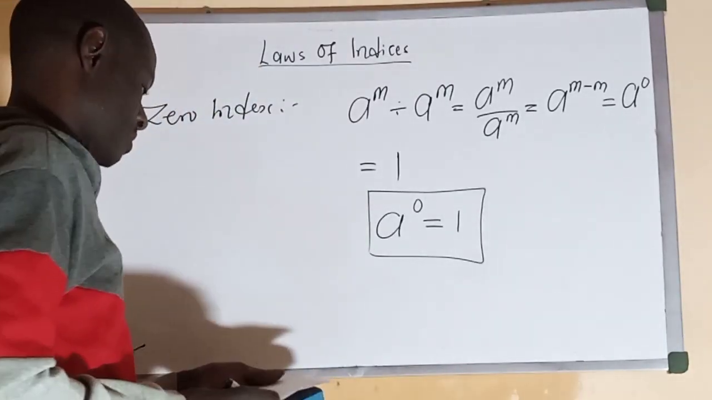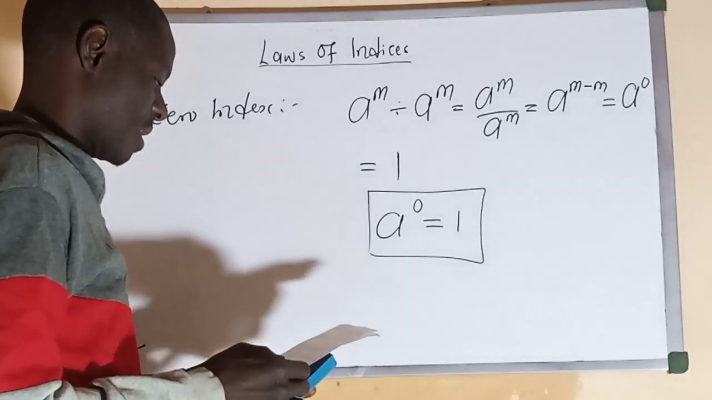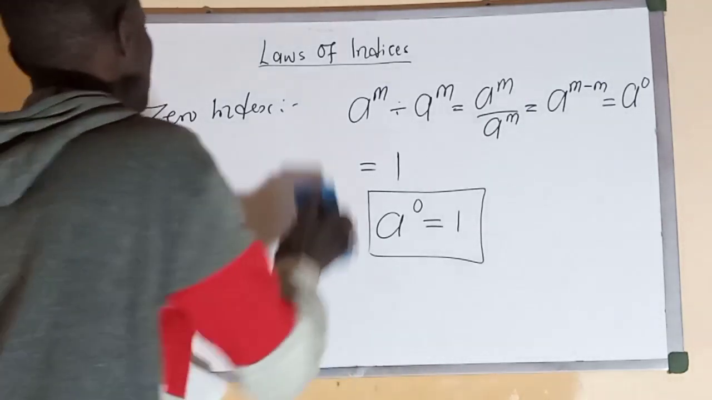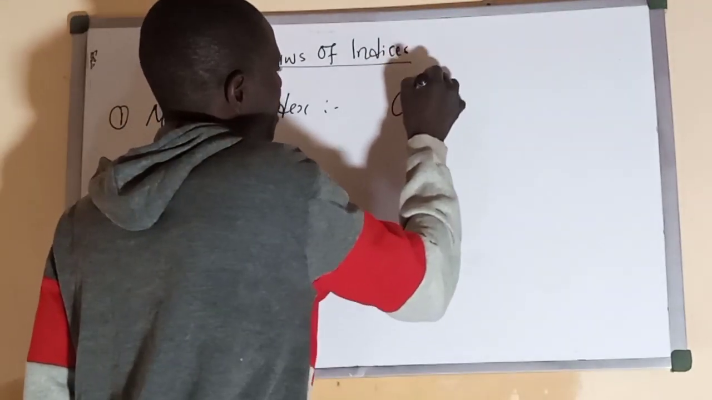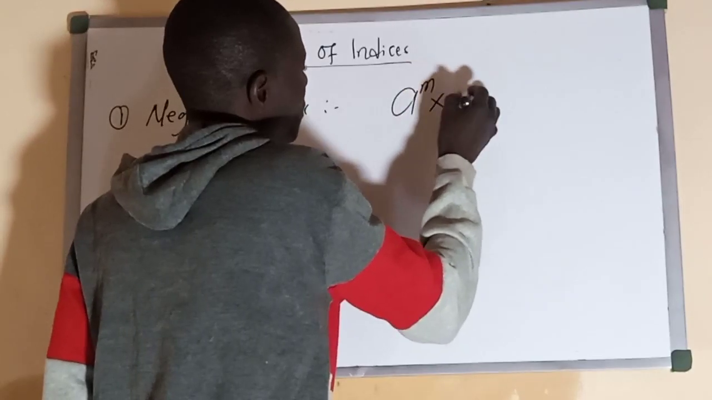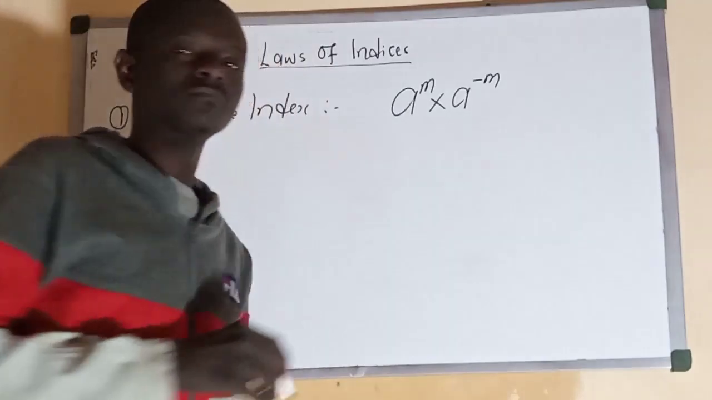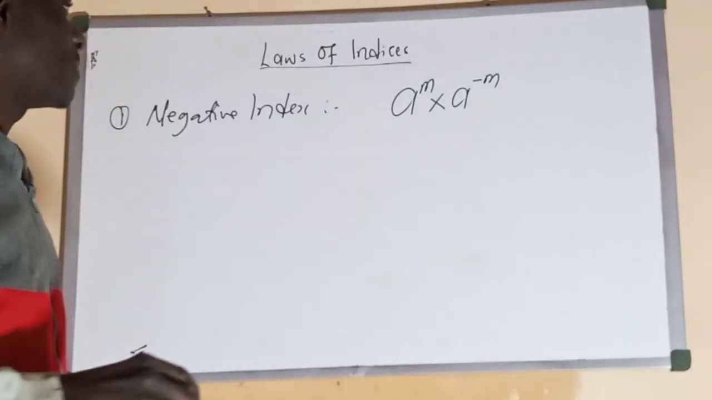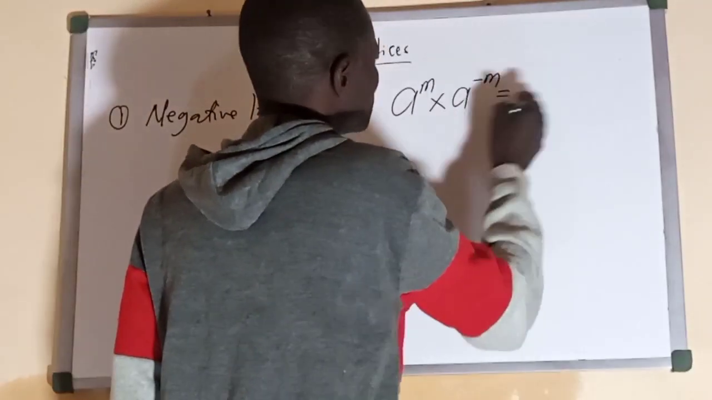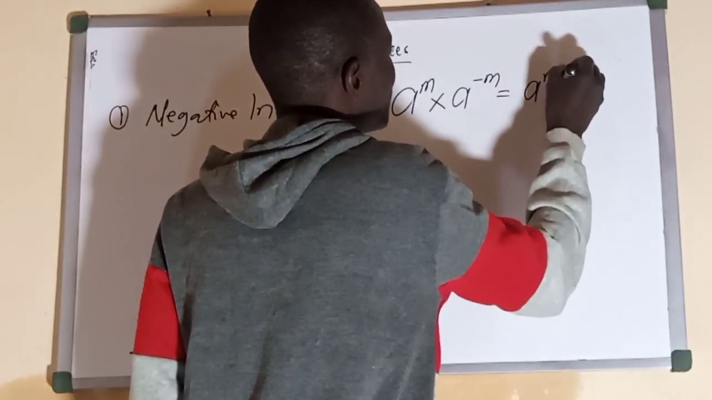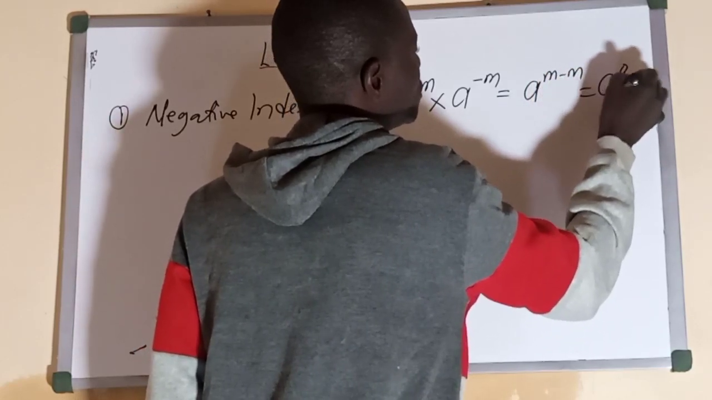This is another law. The next one here is the negative index. What the negative index is saying, assuming that you have a power m multiplied by a power minus m, this is the same as what? This is the same as a power m minus m, which is equal to a power 0, which is equal to 1.